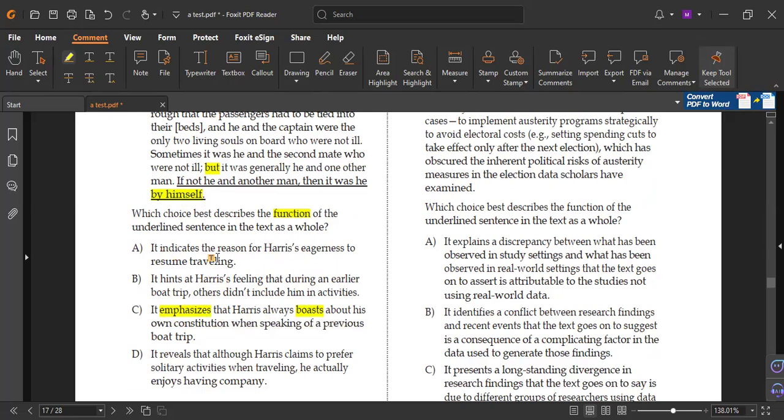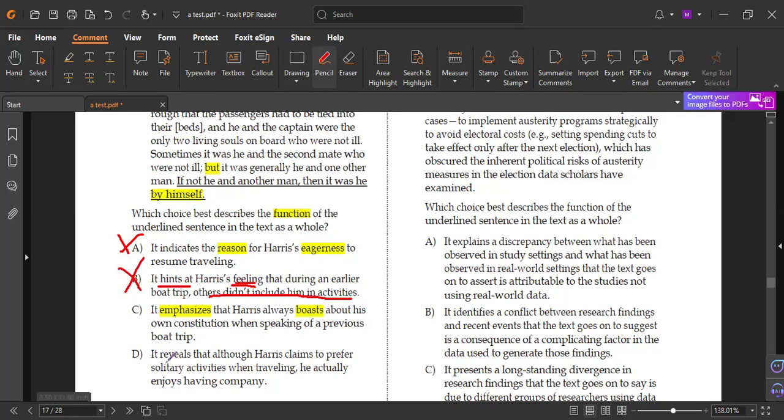Let's find, do we have a reason for eagerness? No. So A is wrong. So if I don't know the answer, find all the reasons. Does it hint or allude to or refer to feeling? And the others didn't include him in activities? This part is not mentioned at all. And we don't have any feelings. So all of it is wrong.